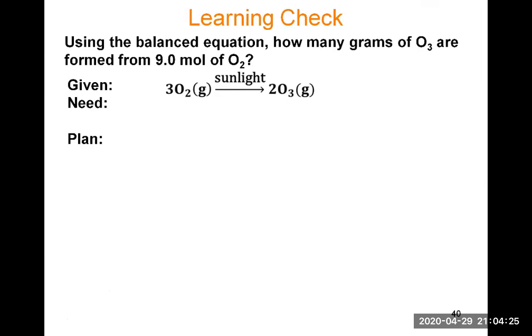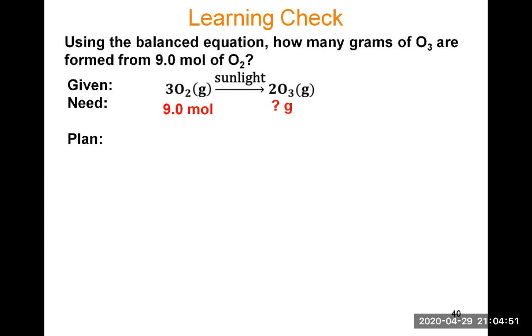So the given amount here is 9 moles of O2, and let's write that under O2. And the question is asking for how many grams of O3. So under O3, question mark, grams. Notice how it's moles that are given, but grams that are wanted.